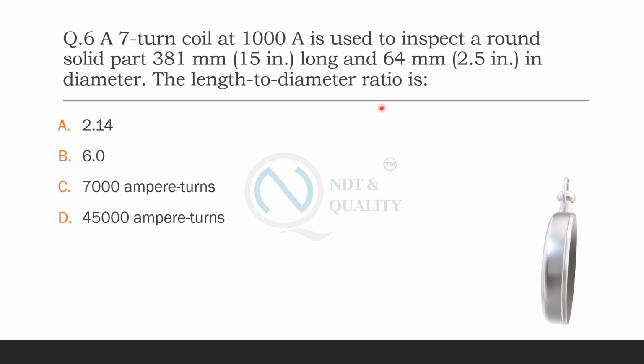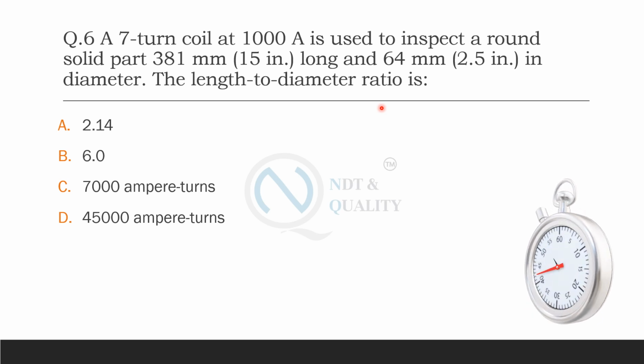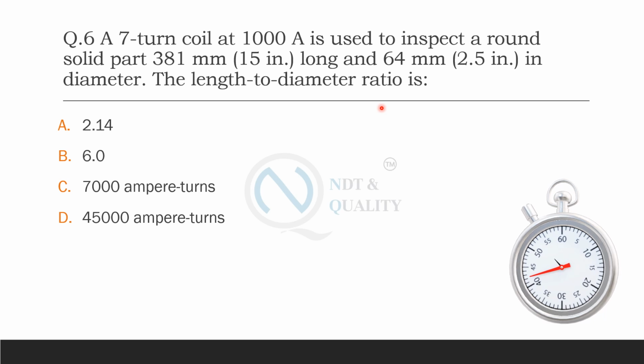Okay, so you have to calculate the length to diameter ratio. Usually we have the formula N into I is equal to 45,000 divided by L by D ratio. So here ampere is given, length is given, D is given, and N is not given. But what the question asks is the length to diameter ratio. Find the length to diameter ratio.